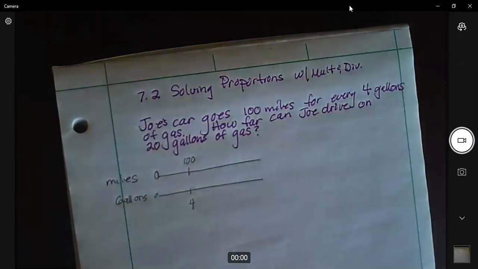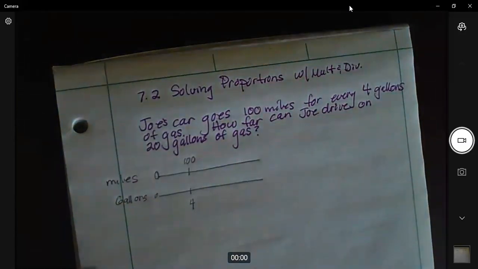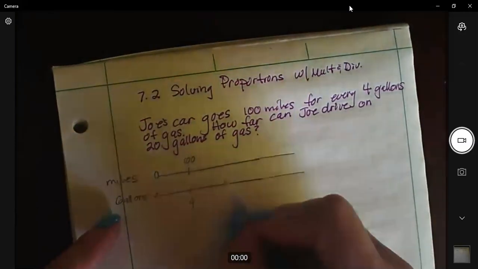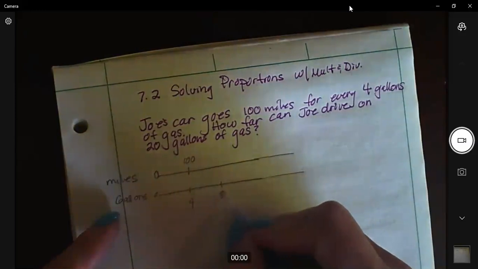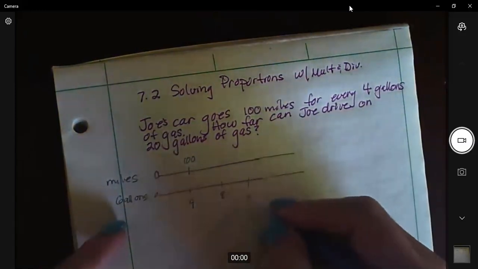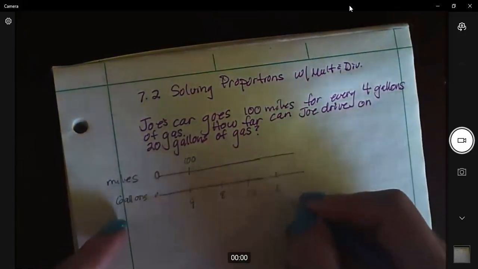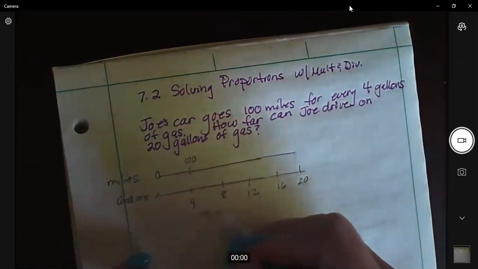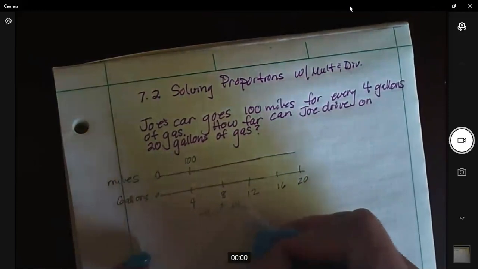Okay, so we want to get to 20 gallons. Can we get to 20 gallons? Our next one would be 8. Our next one would be add 4. We've got 16, and we've got 20. So what we did on each one of these is we just added 4 each time.